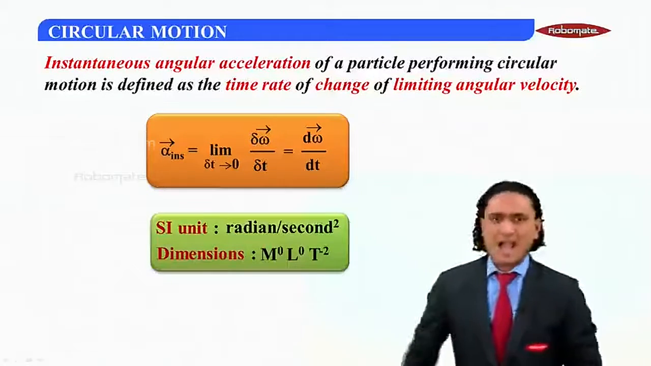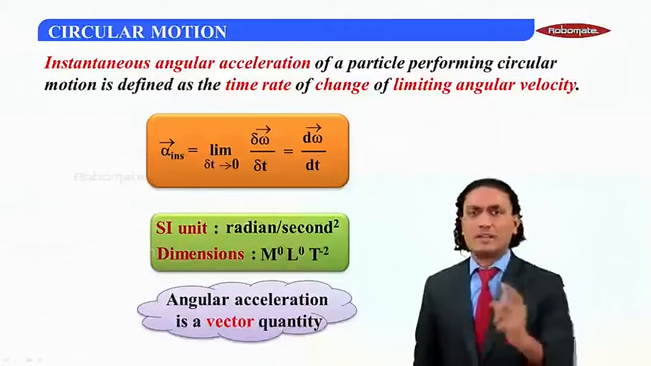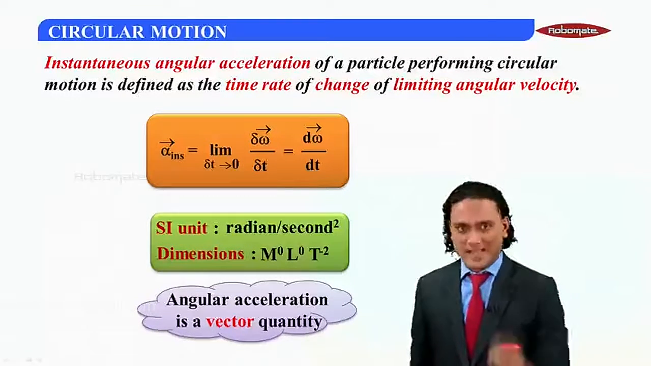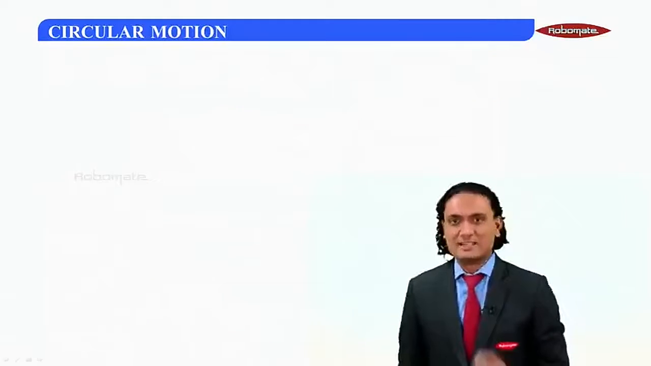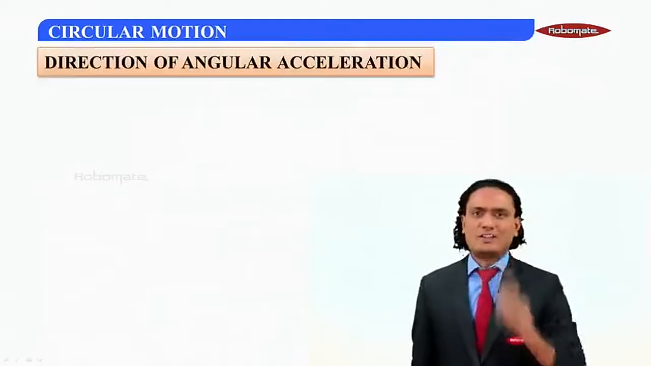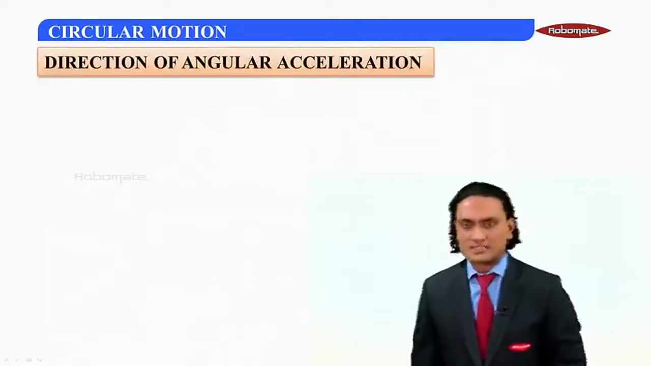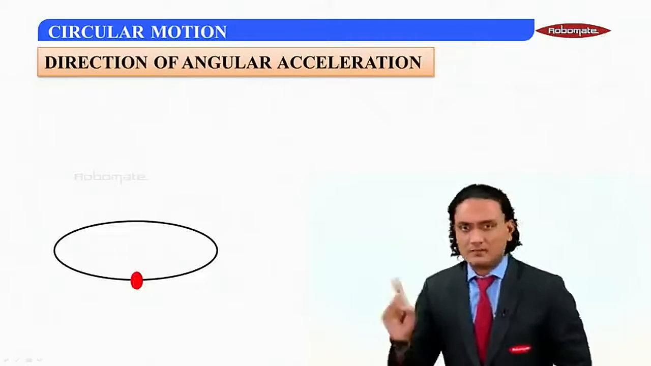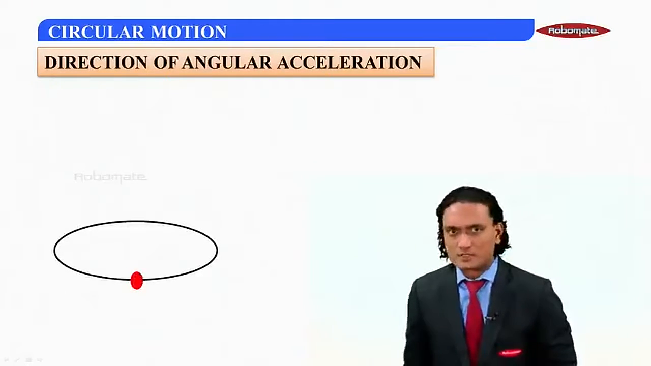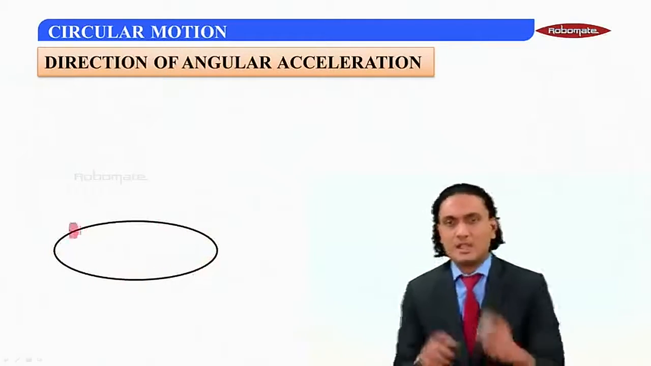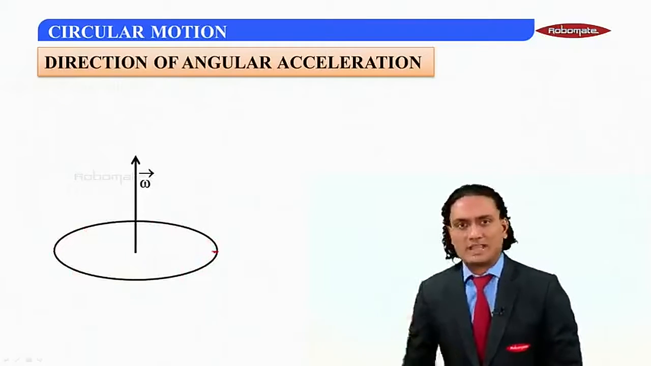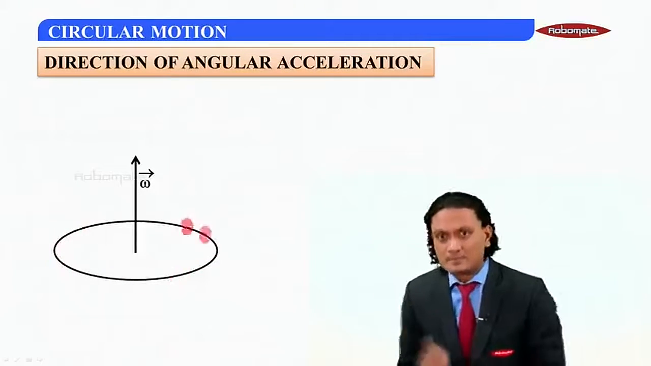Now, angular acceleration is a vector quantity. How to find the direction? Right hand thumb rule? No, hold on. Wait. How to find the direction? I'll explain it to you. For this, I'm considering a particle. This particle is performing a circular motion. Now, in what direction is it performing? It is performing in the anti-clockwise direction. Then according to right-hand thumb rule, we can say omega is pointing up.